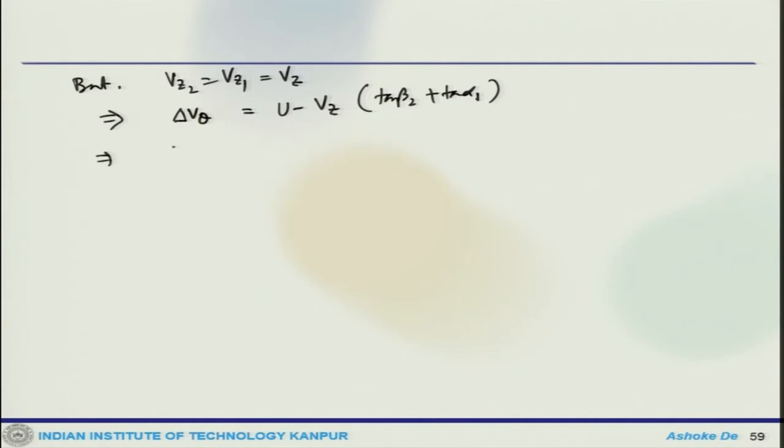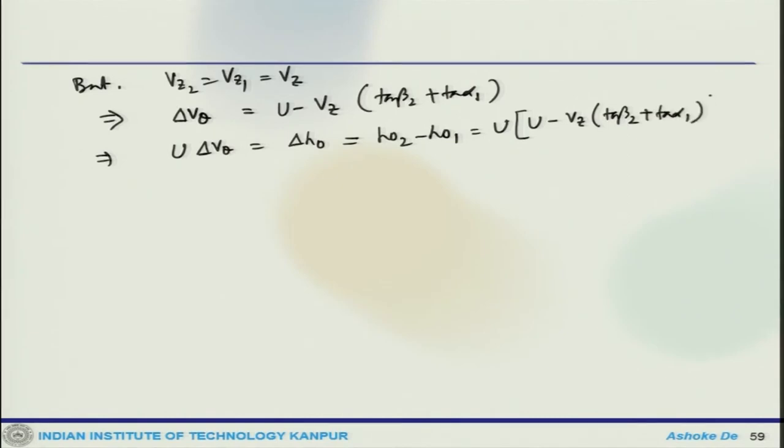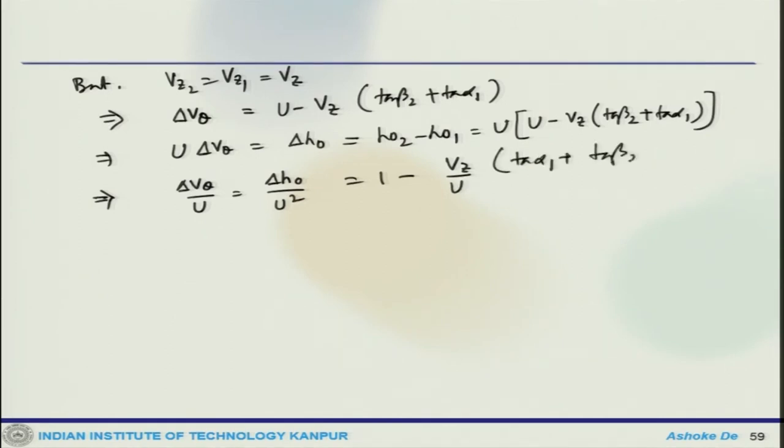But we have V z 2 equal to V z 1, so flow remains axial. So, let us have delta V theta equal to u minus V z times tan beta 2 plus tan alpha 1. So, one can rearrange that. So, delta V theta, which is delta H naught, that means H naught 2 minus H naught 1, is u minus V z times tan beta 2 plus tan alpha 1. So, we get delta V theta by u, or delta H naught by u square, as 1 minus V z by u times tan alpha 1 plus tan beta 2.